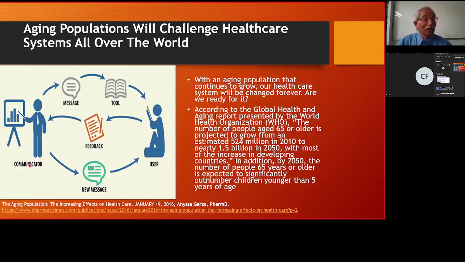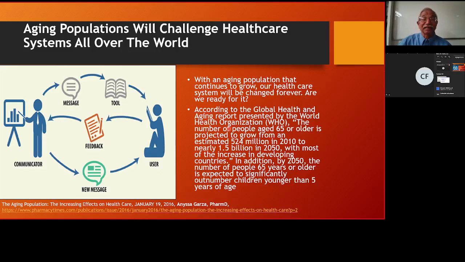So there has to be a communication message, tool, user, new message. This is a typical feedback model, and with the aging population continuing to grow, our healthcare system will be changed forever. Are we ready for it? We don't know yet, but we have to find solutions.